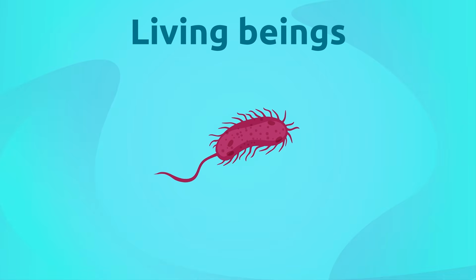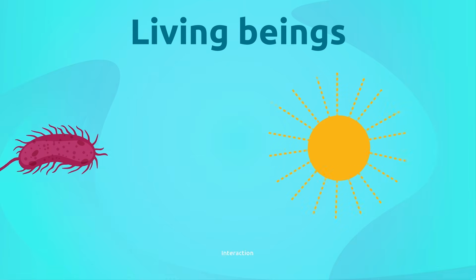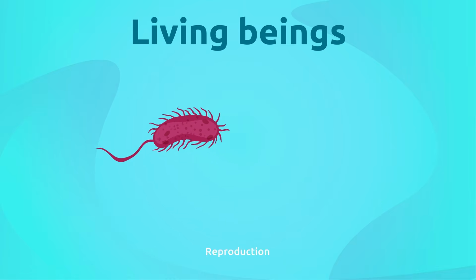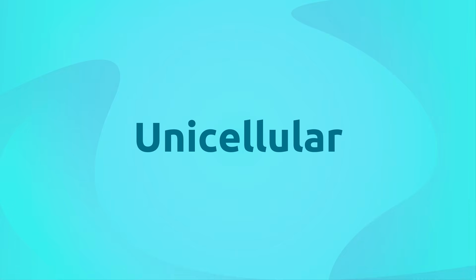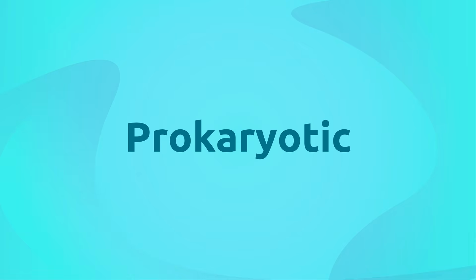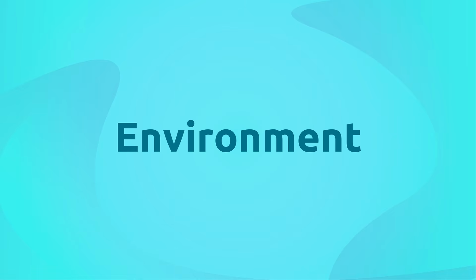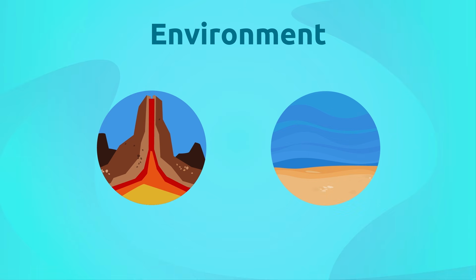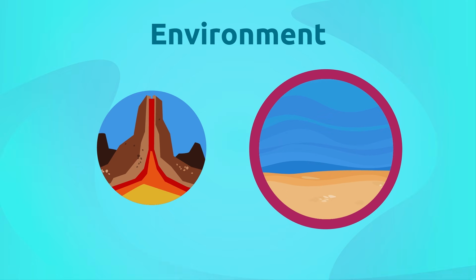Let's have a look. Bacteria are living beings. This means they carry out the vital functions of nutrition, interaction, and reproduction. They are unicellular organisms. This means they are made up of one single cell. They are prokaryotic cells, meaning they don't have a nucleus. Bacteria can live in any environment on the Earth, regardless of how extreme its conditions may be. They can live in volcanoes, for example, or in the depths of the oceans.